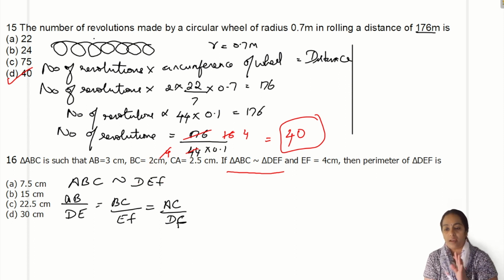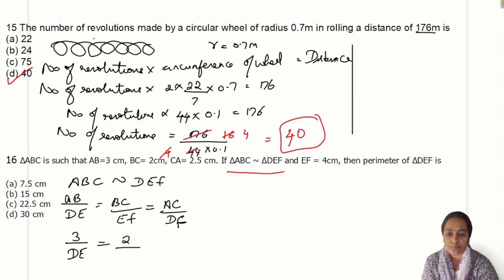All right, so we have written it. Now, what is AB? AB is 3. What is DE? I don't know DE. Then BC is 2. What is EF? EF is given in the question, children. It says 4, so I'll put the 4 here. What is AC? AC is 2.5. And DF is again not known. The question is asking for the perimeter of DEF.